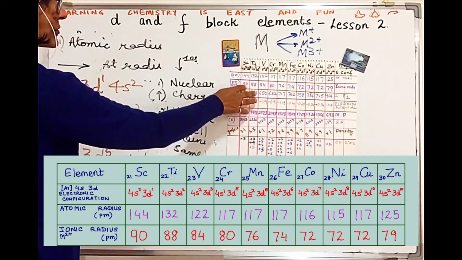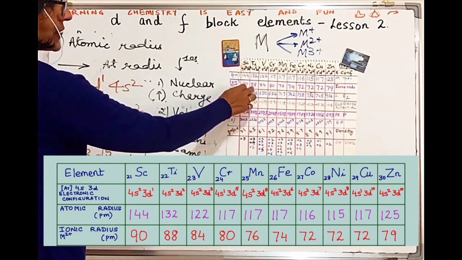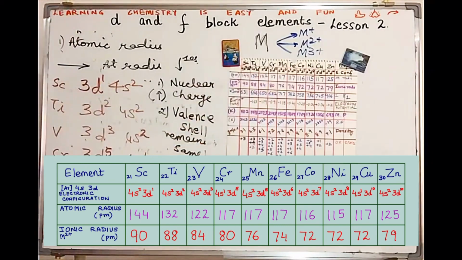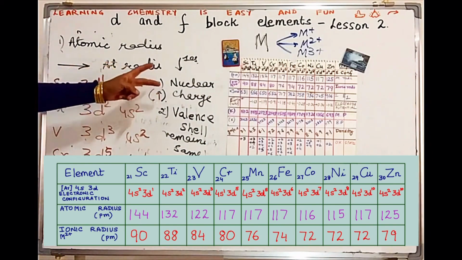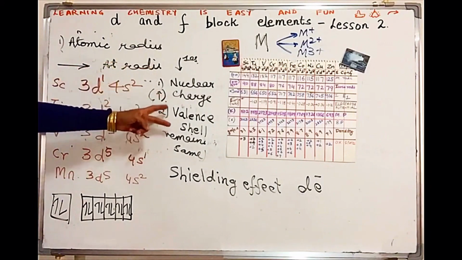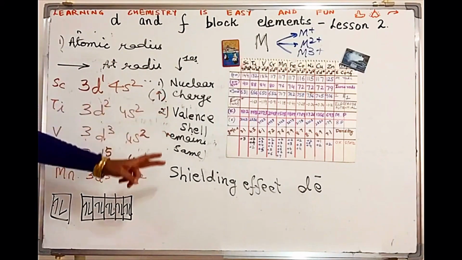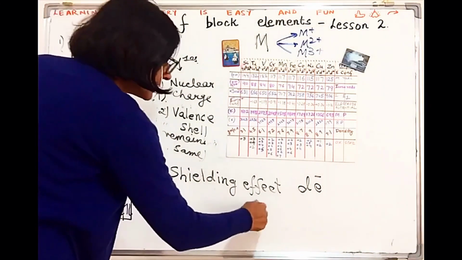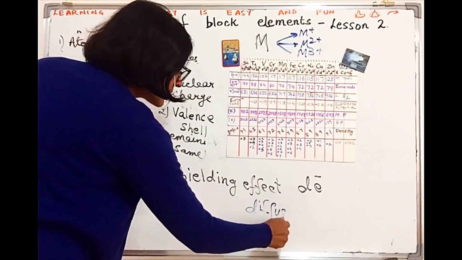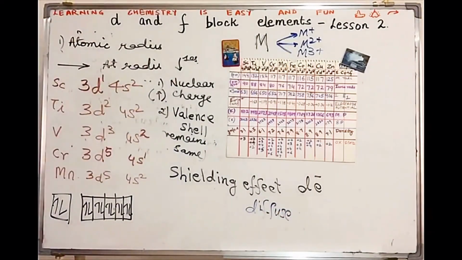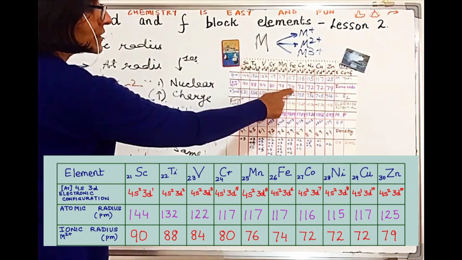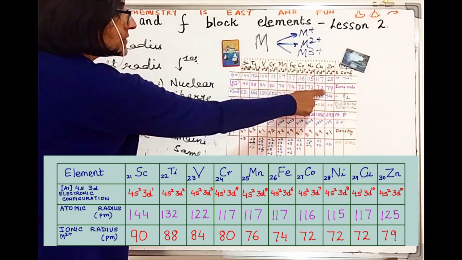I will read out the values to you. It changes from 90 to 88 to 84, 80. See, there is a decrease in the value for the same reason. Nuclear charge is increasing, the valence shell remains the same, electrons are being added into the penultimate shell. There is shielding effect of the d electrons, but because of their diffuse shape, the shielding effect is not so strong, with the result the size of the atom actually decreases. Comes down to 74, 72, 72, 72, 79.